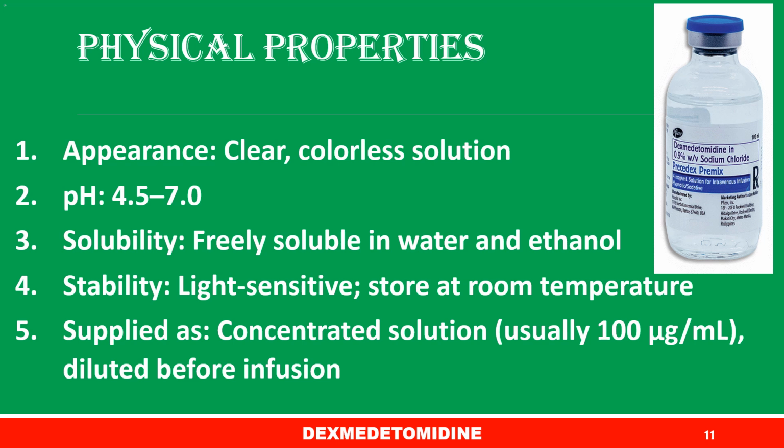4.5–7.0. This is the acidity-basicity range of dexmedetomidine solution. 3. Solubility. Freely soluble in water and ethanol. Dexmedetomidine dissolves easily in water and ethanol. 4. Stability. Light sensitive. Store at room temperature. Dexmedetomidine can break down if exposed to light, so store it at normal room temperature. 5. Supplied as concentrated solution, usually 100 micrograms per milliliter, diluted before infusion. Dexmedetomidine comes in a strong solution that needs to be diluted before giving to patients.